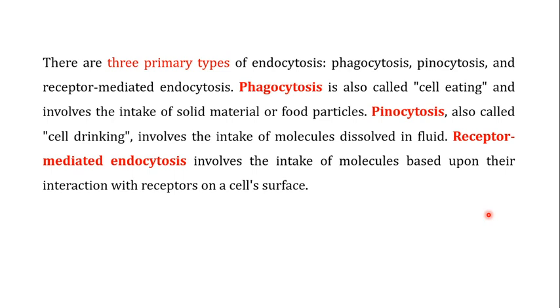Now there are three primary types of endocytosis. You can see this process of endocytosis in three different mechanisms in the body. One is known as phagocytosis, the other is known as pinocytosis, and the third is known as receptor-mediated endocytosis. Phagocytosis is very important when you talk about the immune system of human beings, and I'll have a detailed video on phagocytosis. Phagocytosis, also called cell eating, involves the intake of solid material, food particles, or pathogens.